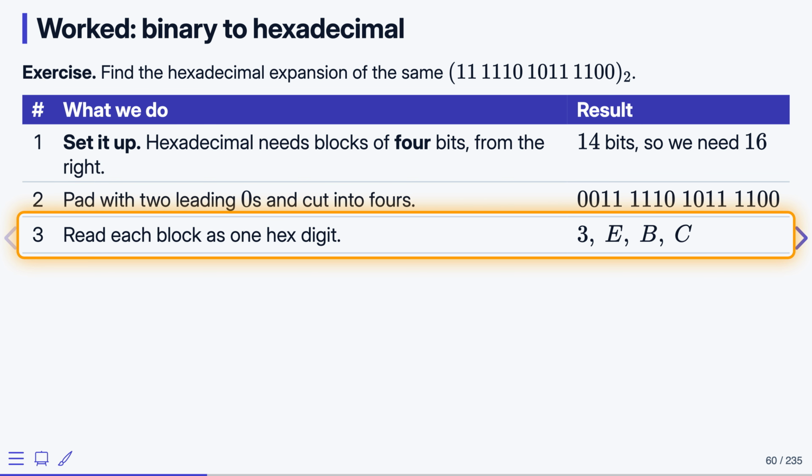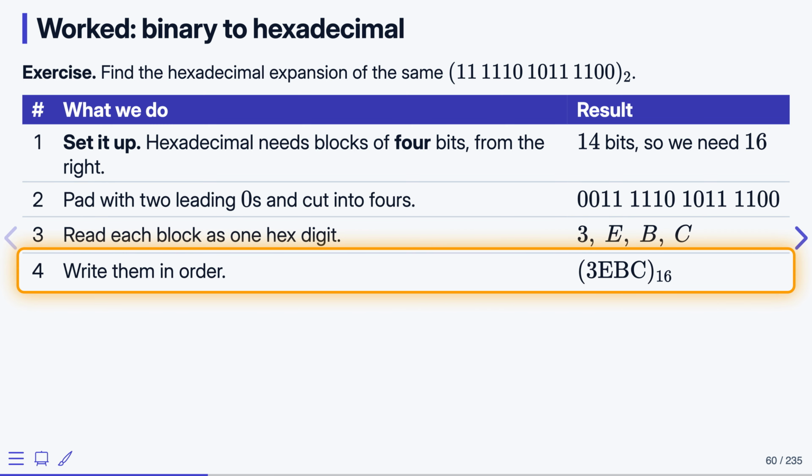Step 3. Read each block as one hex digit. 0, 0, 1, 1 is 3. 1, 1, 1, 0 is 14, which is E. 1, 0, 1, 1 is 11, which is B. 1, 1, 0, 0 is 12, which is C. Step 4. Write them in order. The hexadecimal answer is 3, E, B, C. See, notice how the very same bits gave two different answers, just by grouping them in 3s or in 4s.